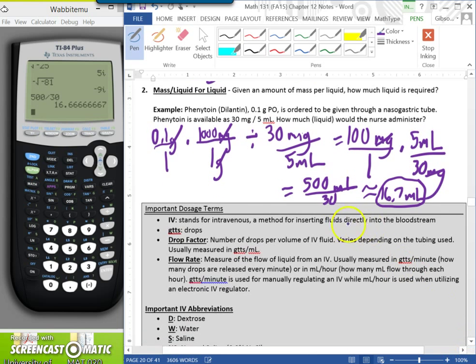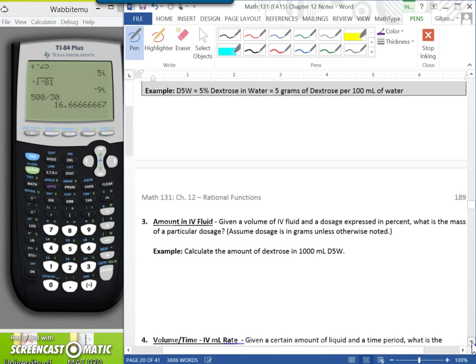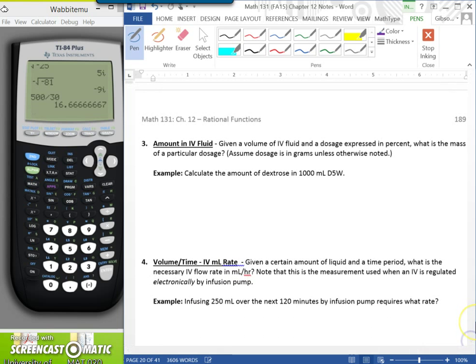Okay, now, all of this right here you can read at your leisure. And then we come to problem number 3. Now we have the amount in IV fluid. Now, it says, given the volume of IV fluid and the dosage expressed in percent, what is the mass? What is the mass of a particular dosage? Assume dosage is in grams unless otherwise noted. Example, calculate the amount of dextrose in 1,000 milliliters of D5W.